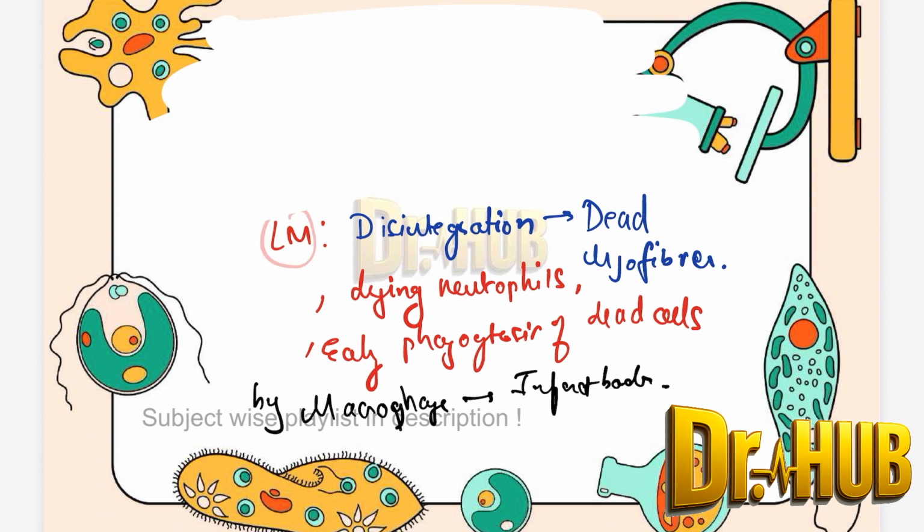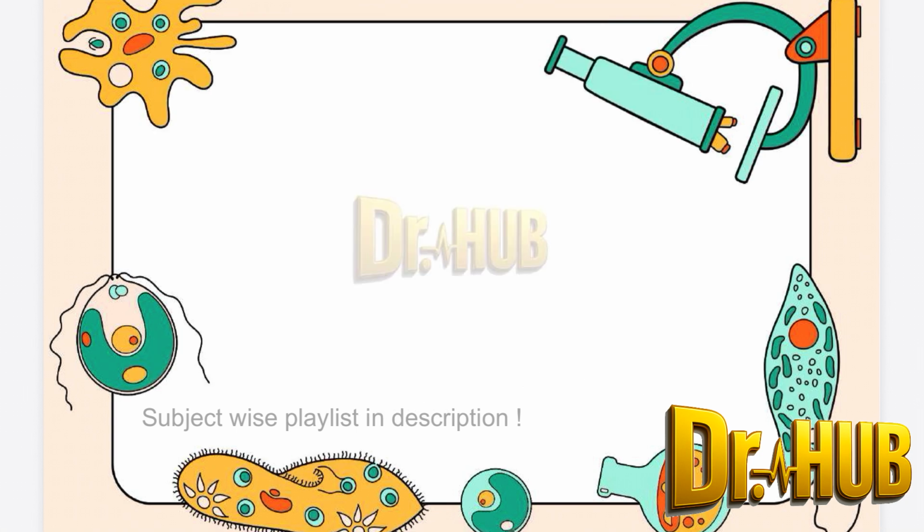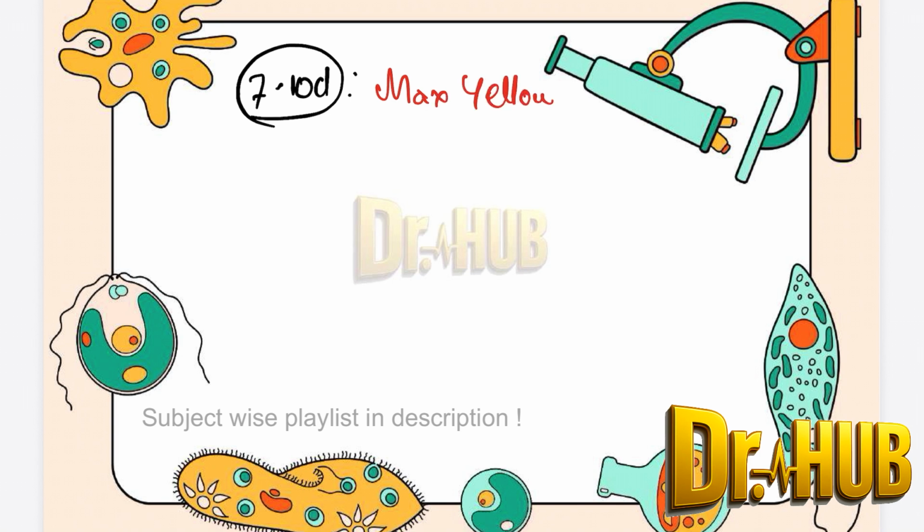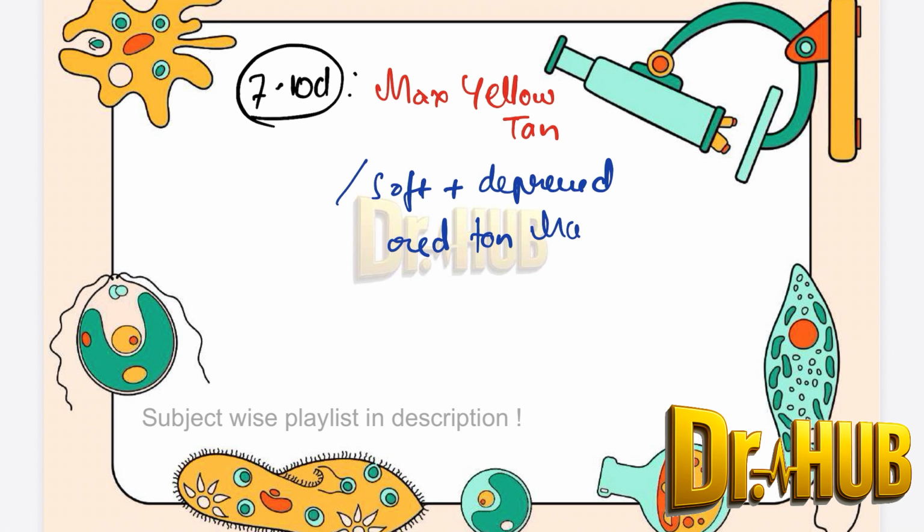Next, we move on to 7 to 10 days. So here in 7 to 10 days, that is beyond a week, in gross there is a maximally yellow tan appearance. So maximum yellow tan is seen after a week, and soft with depressed red tan margins.